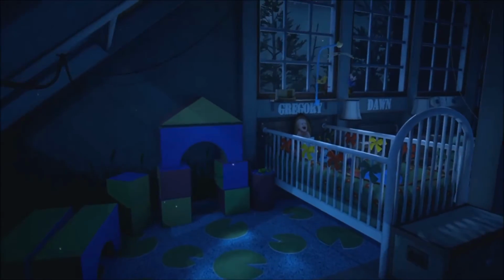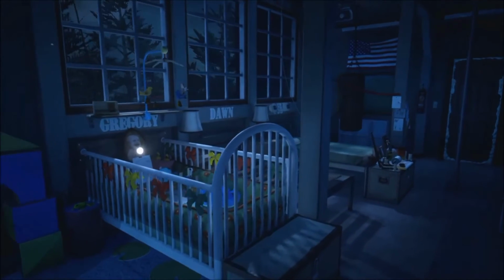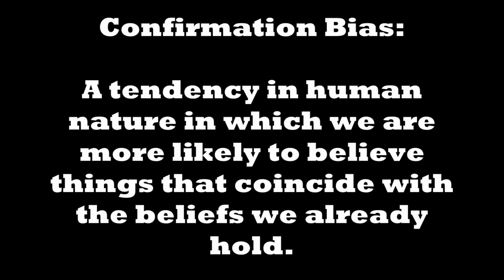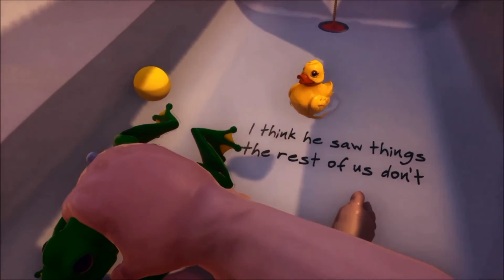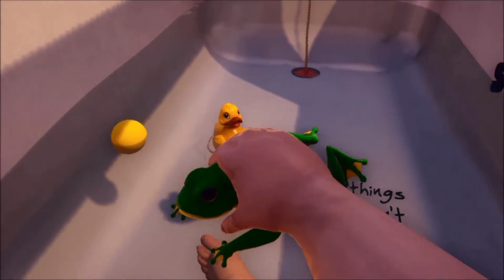And that brings us to the second psychological concept I want to talk about: the idea of confirmation bias. In psychology, confirmation bias is a tendency in human nature in which we are more likely to believe things that coincide with the beliefs that we already have, while we are more likely to ignore evidence that contradicts what we already believe. In other words, it's our tendency to only accept information that confirms what we already believe.